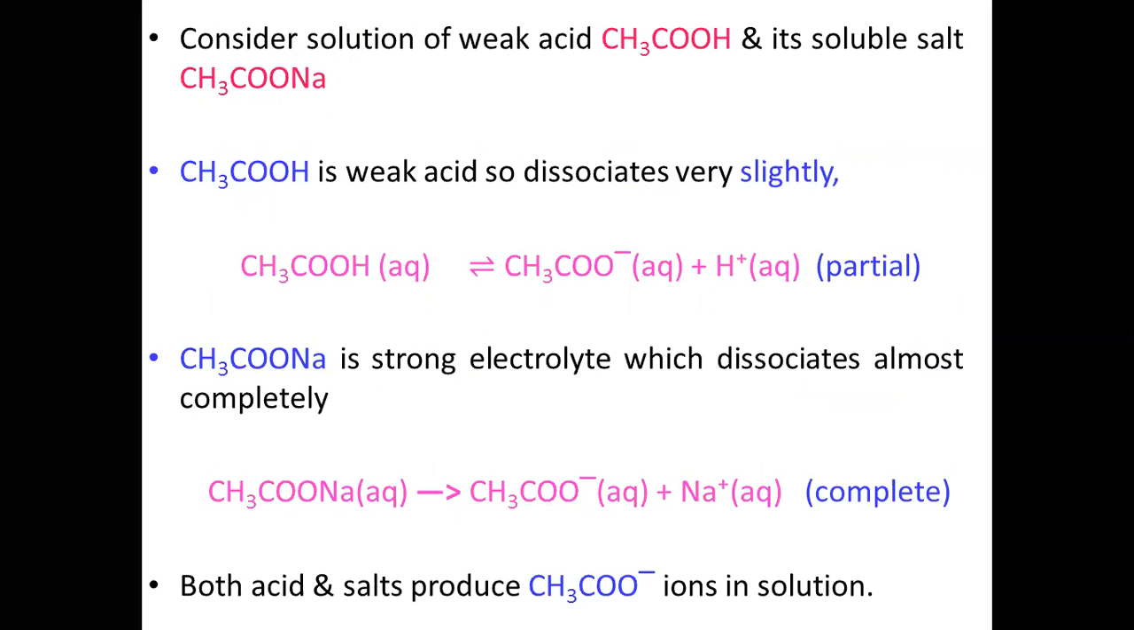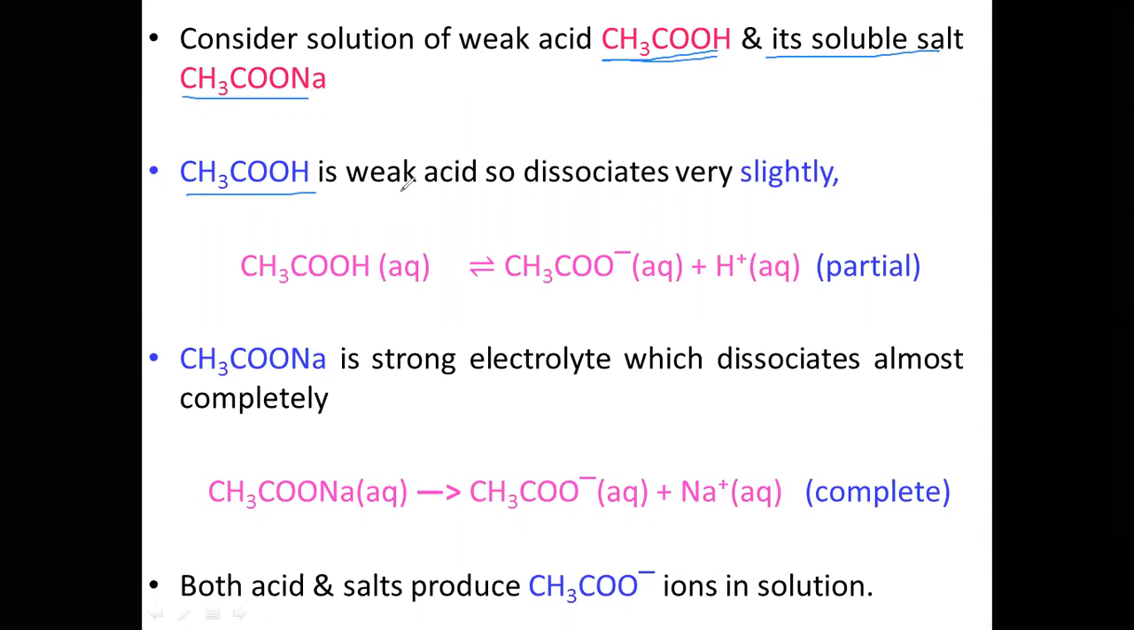Okay, so now consider the solution of a weak acid. Which weak acid? Acetic acid, and another one is its soluble salt, sodium acetate. मतलब एक एसिटिक एसिड है और उसी का एक सॉल्ट है सोडियम एसिटेट. ये कैसे तैयार हुआ होगा? एसिटिक एसिड reacts with NaOH, produces सोडियम एसिटेट. So here acetic acid is the weak acid and its soluble salt sodium acetate is taken as an example.